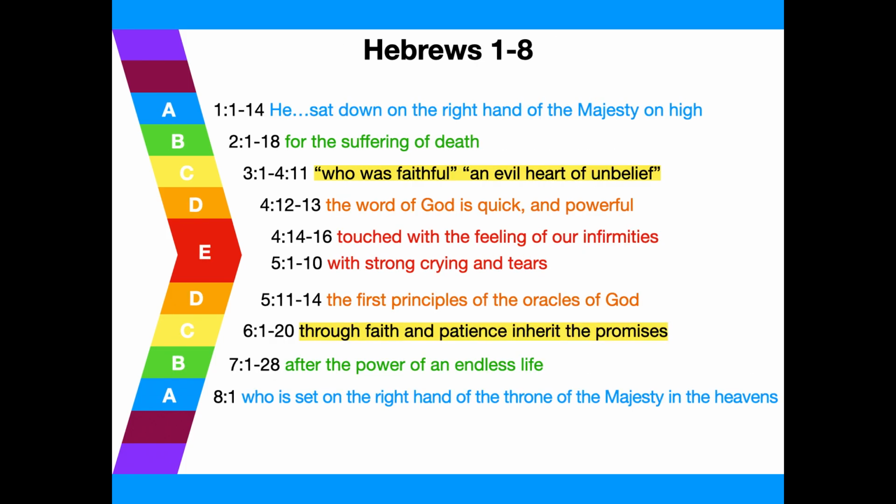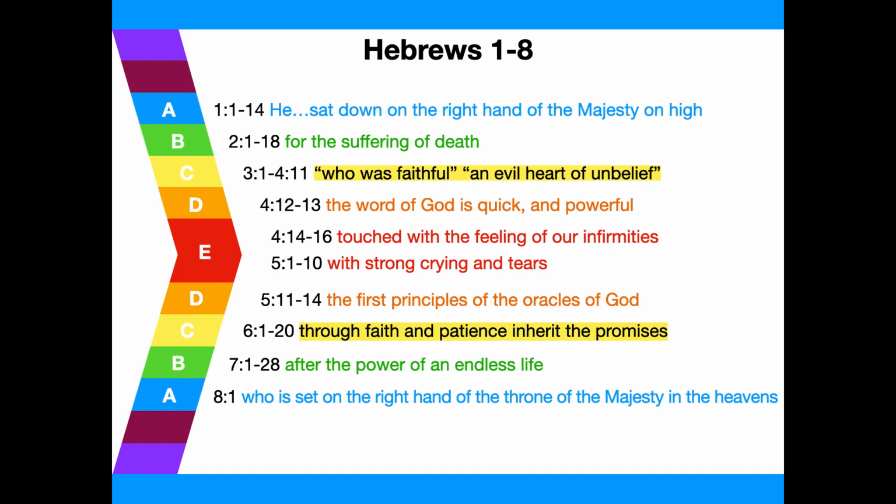And then Hebrews 1 through 8. So this one isn't going to be a readily apparent one unless you're reading the whole text straight through. But this is Hebrews 1 through 8. It begins with, he sat down on the right hand of majesty, and ends with, who is set on the right hand of the throne of majesty in the heavens. So at the apex, we have touched with the feeling of our infirmities, and then also with strong crying and tears.